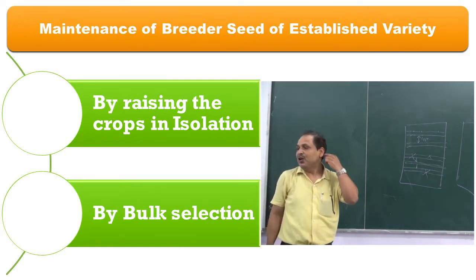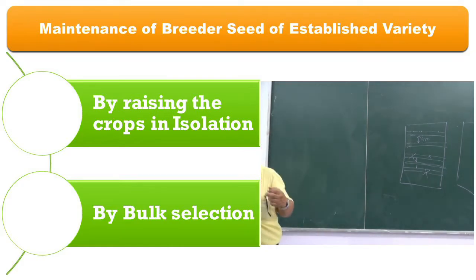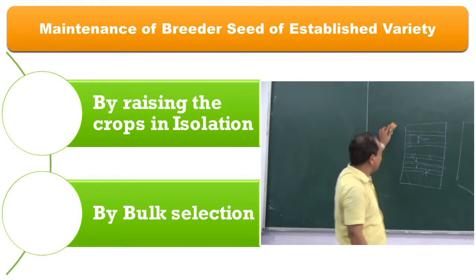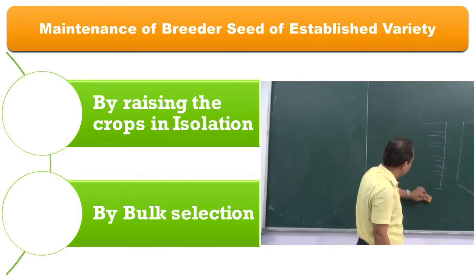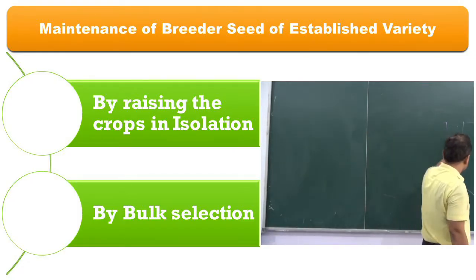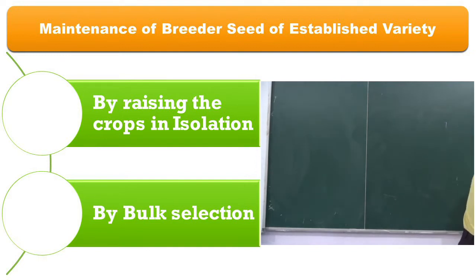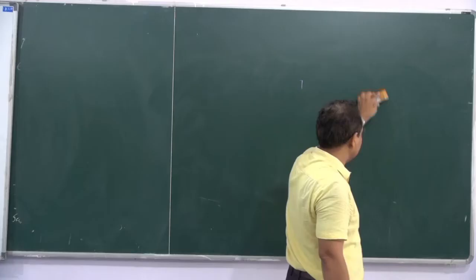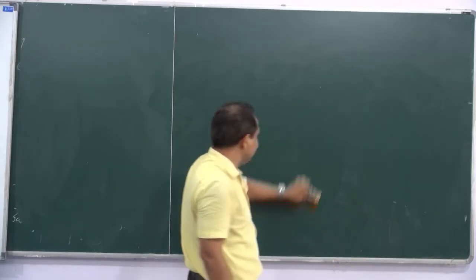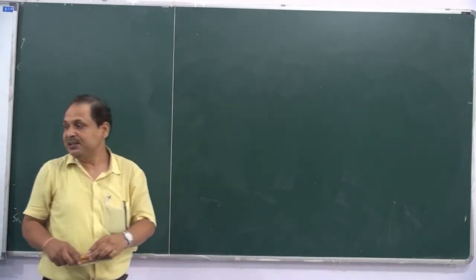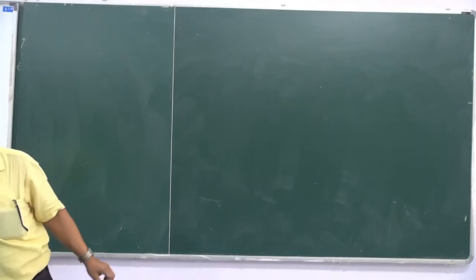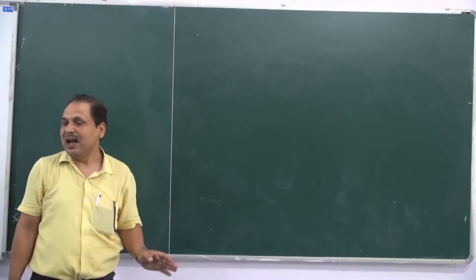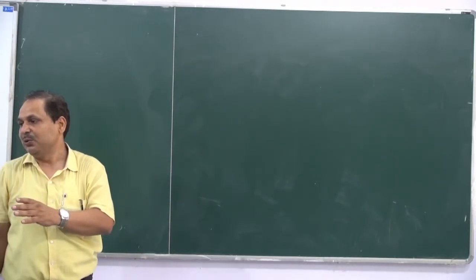Next is the maintenance of breeder seeds of newly released varieties. Once we have the breeder seed stocks, we can multiply these in breeder seed production of these newly released varieties. The seeds from this breeder seed stock will be sown, and the seed source will be this nucleus.